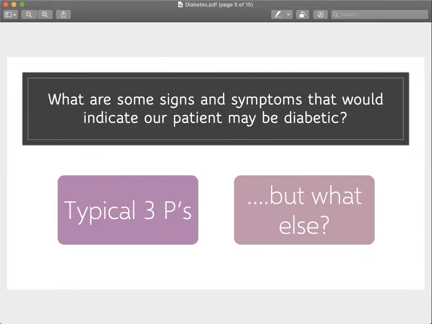So what are some of the signs and symptoms that would indicate our patient may be diabetic? Well, people always want to go straight to the 3 Ps. So the 3 Ps, polyuria, polydipsia, and polyphagia, aka the really fancy ways of just saying increased urination, increased thirst, and increased hunger. But we kind of all know those, right? That's like the basics of basics. So what else? What other symptoms might you see?